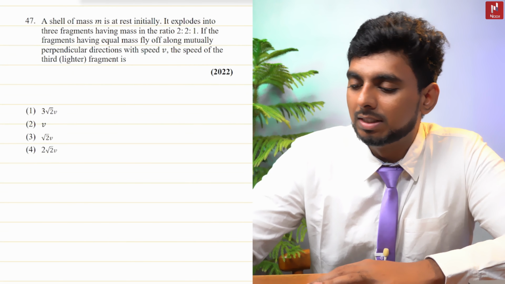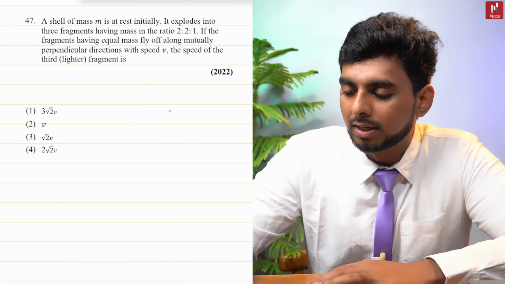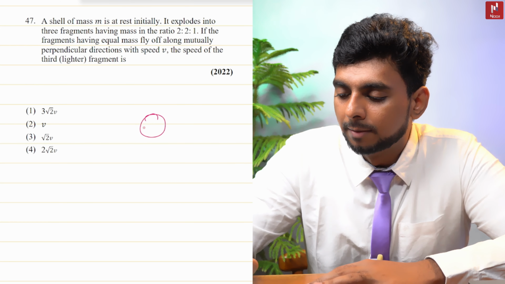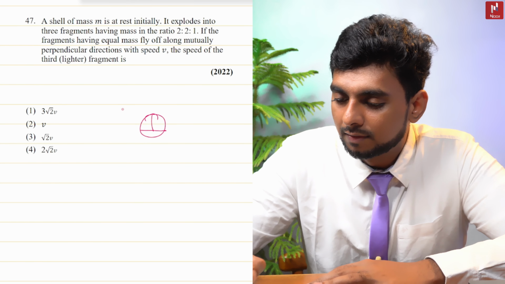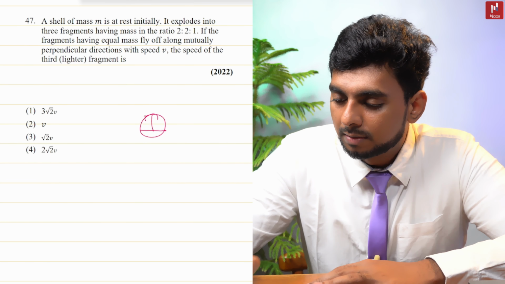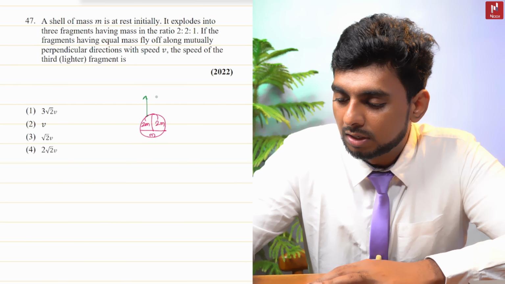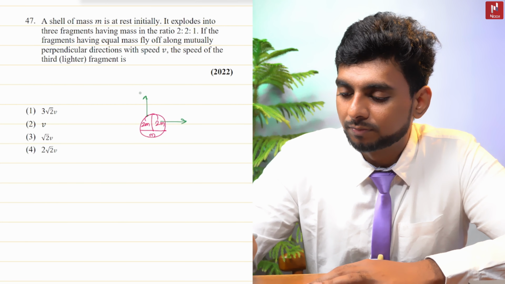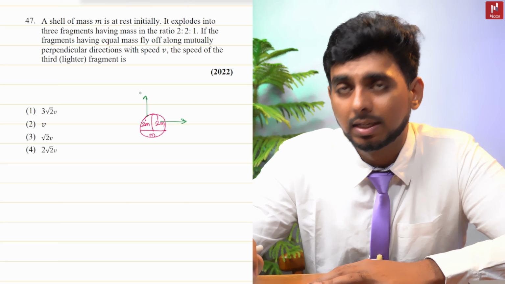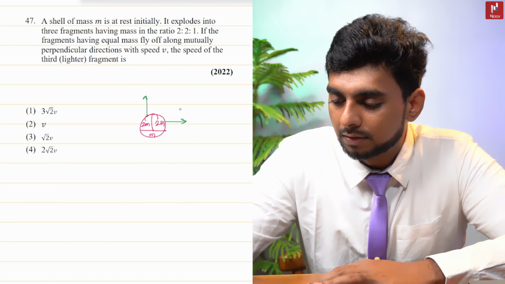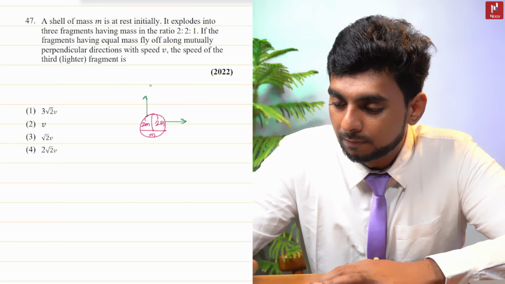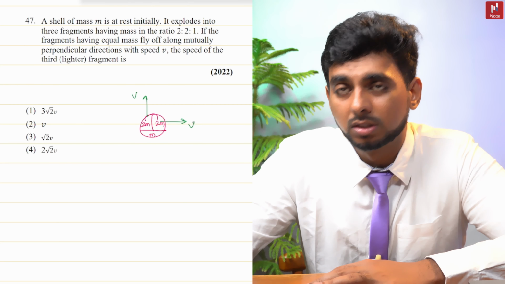So the sum is easy. We have seen these kind of sums already. You are just going to have a mass, and then I'm going to split this mass into 3 pieces: 2m, 2m, and m. These two 2m pieces are going to fly off mutually perpendicular to each other, which means if one was plus j cap, then the other one will be i cap. That is how I've taken it over here with the speed v.